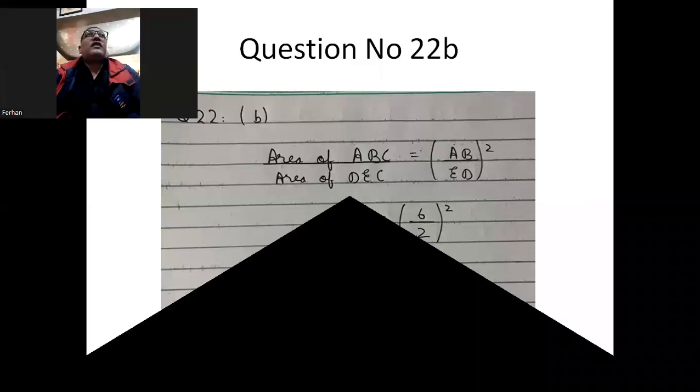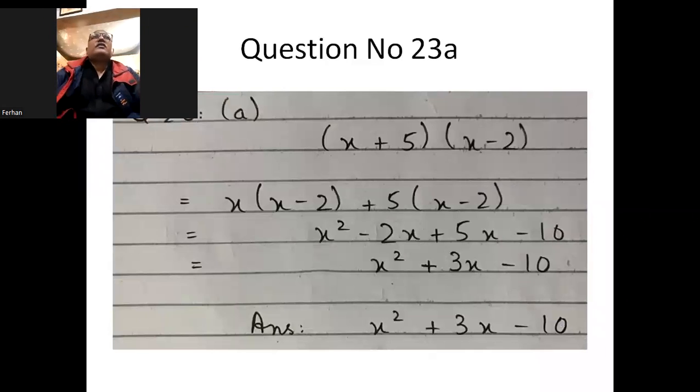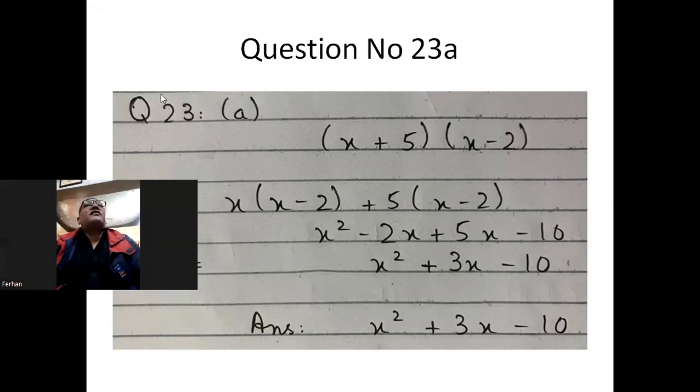So here we go. Question number 23 is showing up on your screen. You have to multiply these two brackets. So x will multiply with the second bracket, plus 5 will multiply with the second bracket. So you will have x squared minus 2x plus 5x minus 10. So x squared minus 2x plus 5x, that's plus 3x, minus 10. So you will have x squared plus 3x minus 10. That's our final answer. Hopefully you understand.